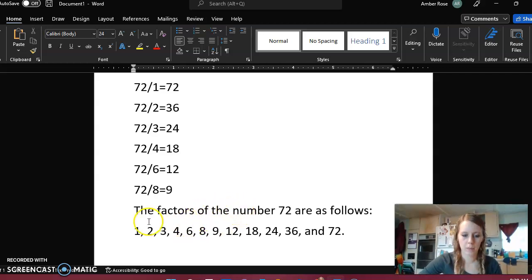So the factors of 72 are 1, 2, 3, 4, 6, 8, 9, 12, 18, 24, 36, and 72. I liked this problem. There was a lot of factors to it, so I really liked that part of it.